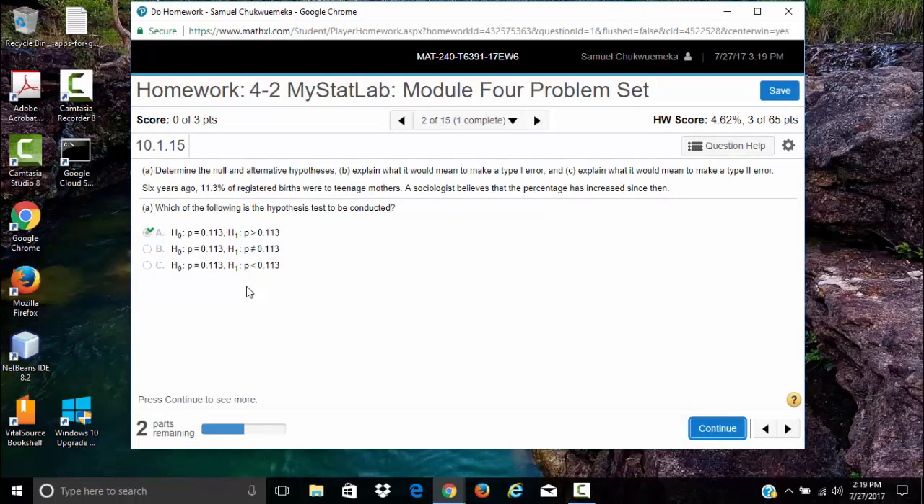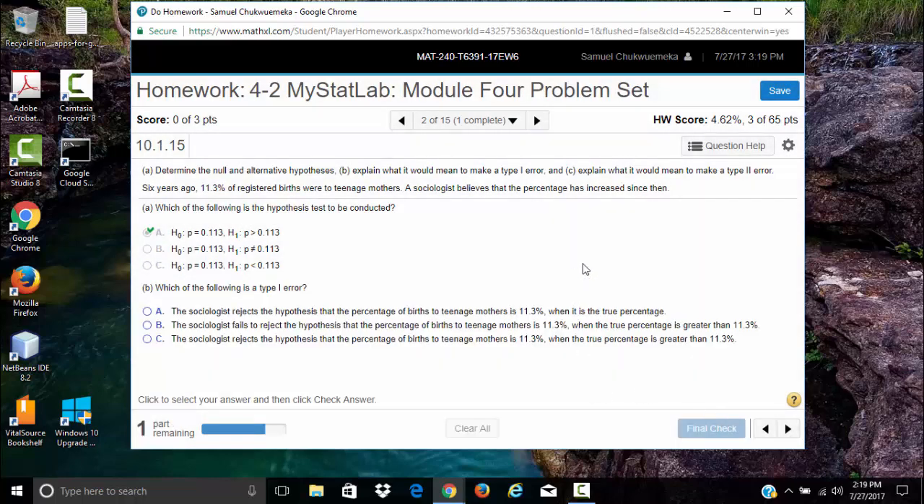The correct option is A. Then, which of the following is a type 1 error? So, the default is our null hypothesis. Take the null as your default, as the conventional one, as the main one. When the null hypothesis is true and you reject it, that means it's a type 1 error.